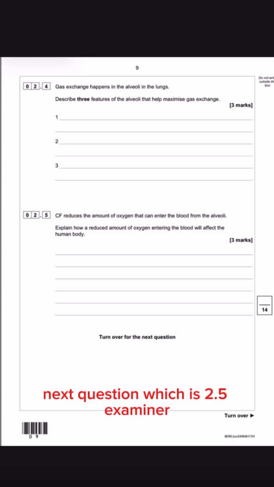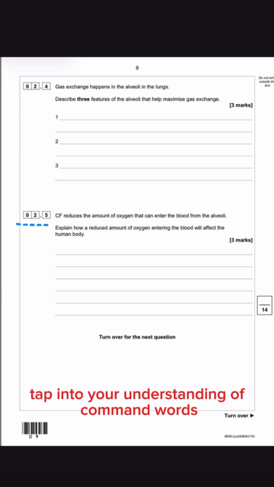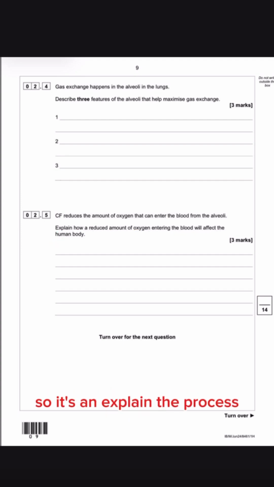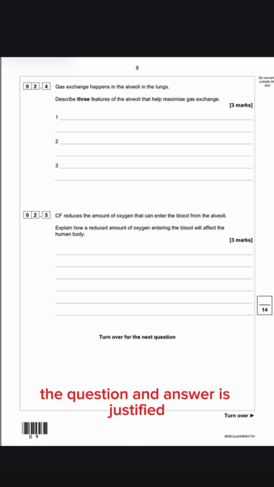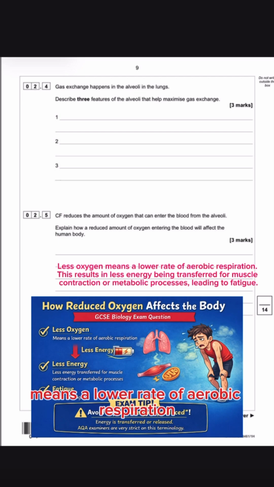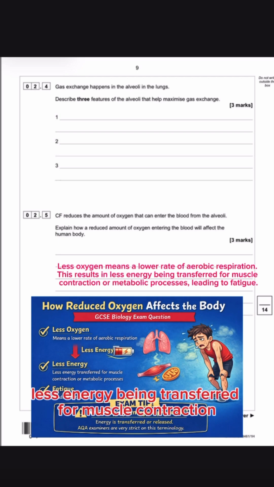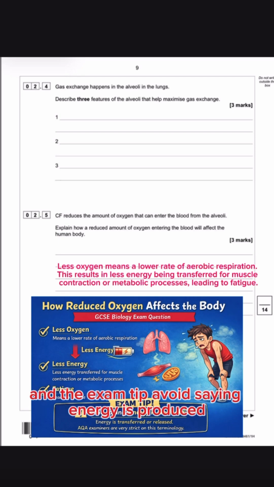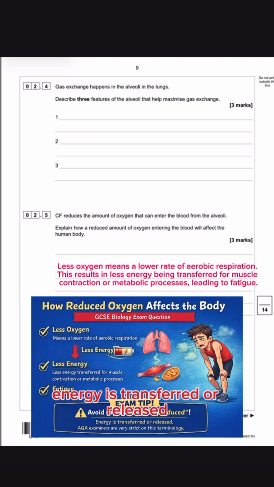Next question, which is 2.5, the examiner taps into your understanding of command words, and here they ask you to explain how reduced oxygen affects the body. So it's an explain the process question. The answer is justified by explaining the phenomenon that less oxygen means a lower rate of aerobic respiration. This results in less energy being transferred for muscle contraction or metabolic processes, leading to fatigue. And the exam tip, avoid saying energy is produced. Energy is transferred or released. AQA examiners are very strict on this terminology.